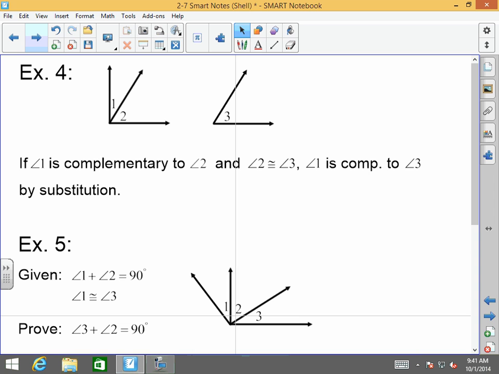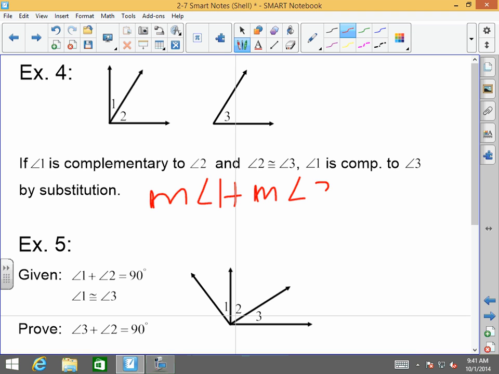Yes, sir? That's exactly correct. Well done, sir. You're on fire, brother. The measure of angle 1 plus the measure of angle 3 has to equal 90 degrees. Phenomenal, son. Because if angle 1 and angle 2 are complementary, that means that their sum is 90.